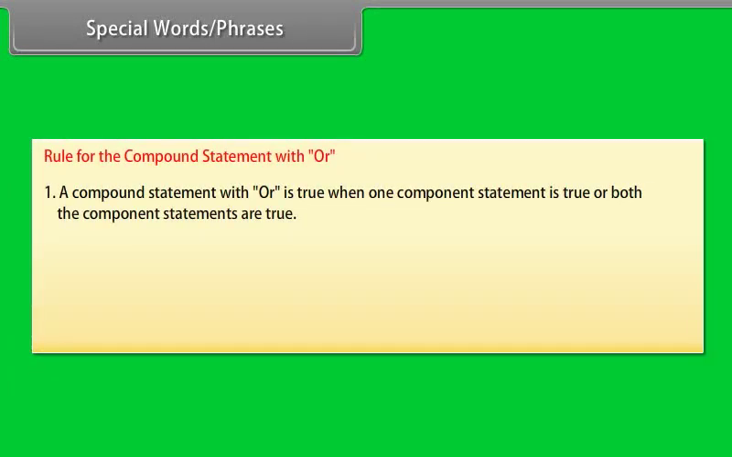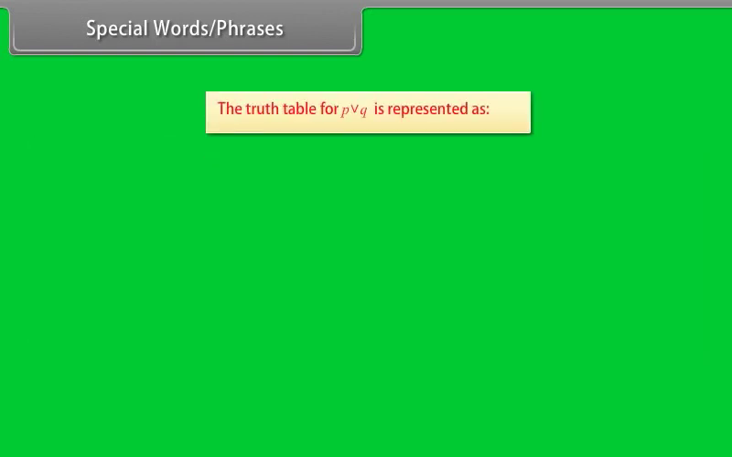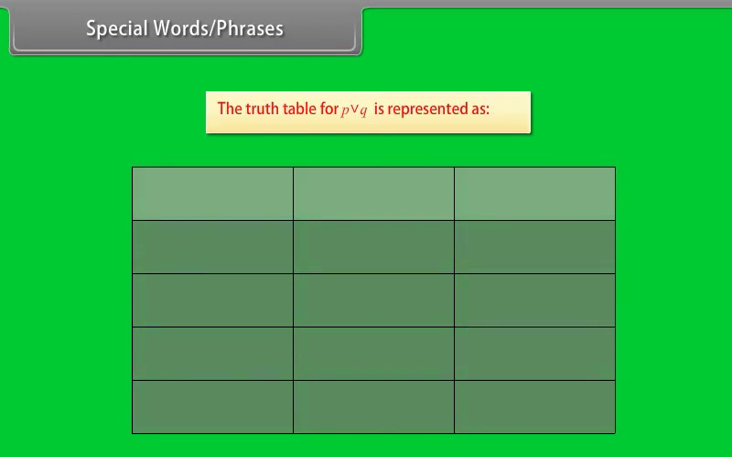1. A compound statement with "or" is true when one component statement is true or both the component statements are true. 2. A compound statement with "or" is false when both the component statements are false. Let P and Q be the component statements, then P or Q is denoted by P ∨ Q. The truth table for P or Q is represented as: for P true and Q true, the P or Q is true. For P true and Q false, the P or Q is true. For P false and Q true, the P or Q is true. For P false and Q false, the P or Q is false.